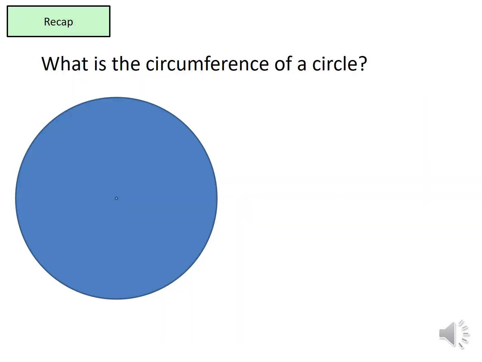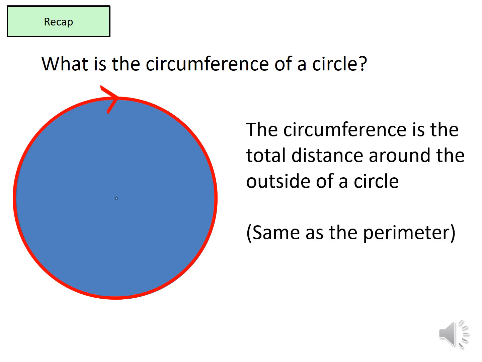Alright guys, what is the circumference of a circle? Quick reminder, it is the total distance around the outside of a circle, just as shown here. It's the outside of the circle. It's another name for perimeter.